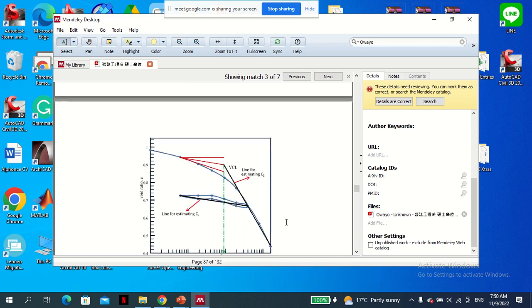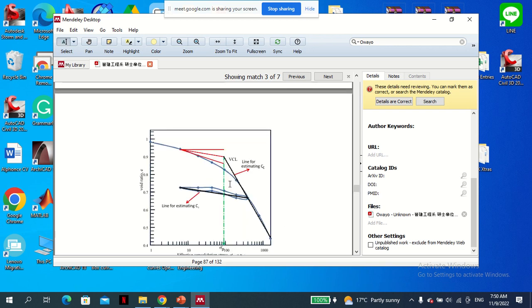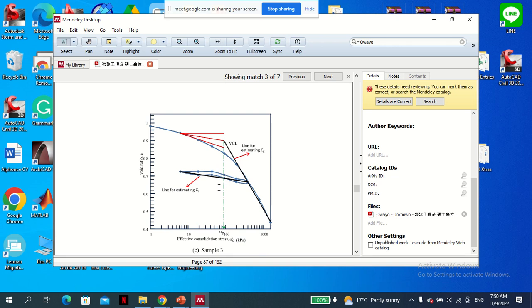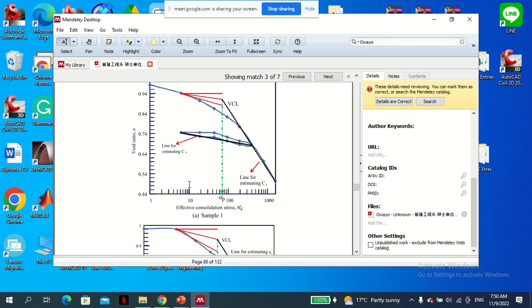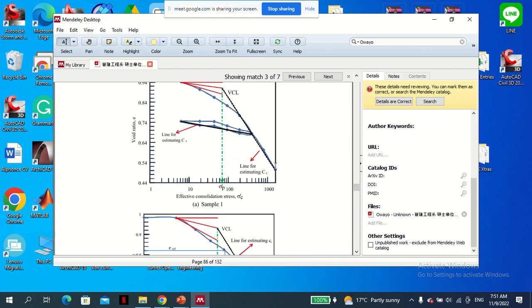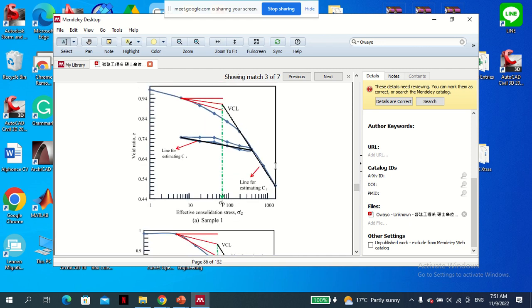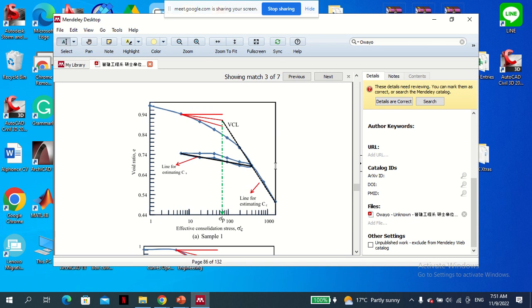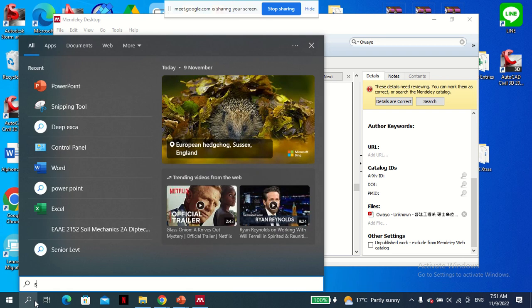I'm going to tell you in a very simple way. This is the virgin consolidation line. This is in fact an actual test. Let me snip it so it is easier to explain.